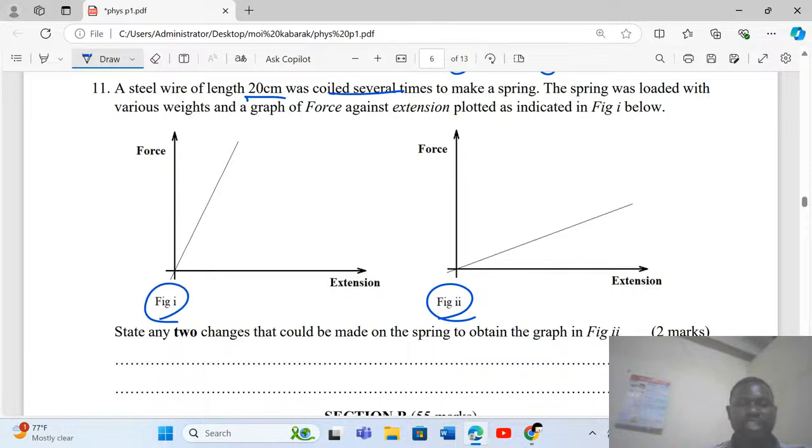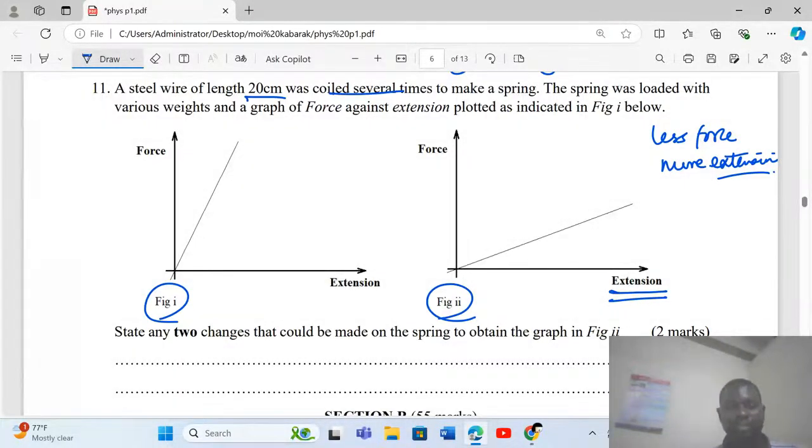In the first one, we can see they are somehow proportional. I can say they are almost proportional. But when it comes to Roman 2, we can see that we are using very little force to create a large extension. Less force, more extension. This means that this will be a softer spring.